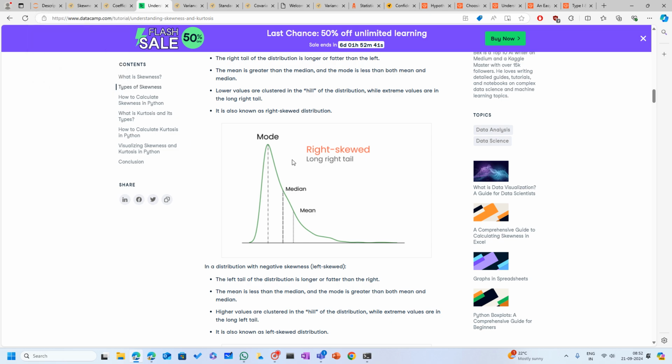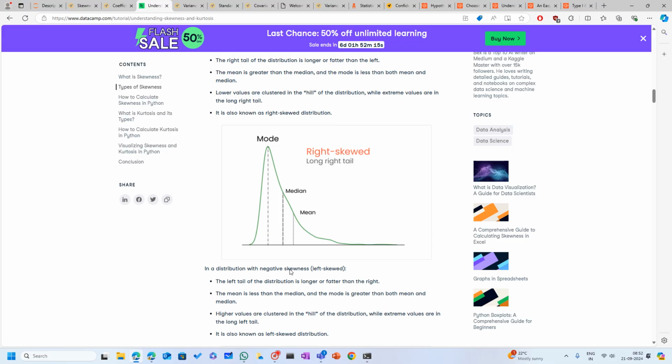I think what they should have written is, instead of writing right skewed, long right tail, they should have written long left tail. That should have ended the terminology confusion. Or we can say it is left skewed or it is positive skewed. Positive skew. Okay.